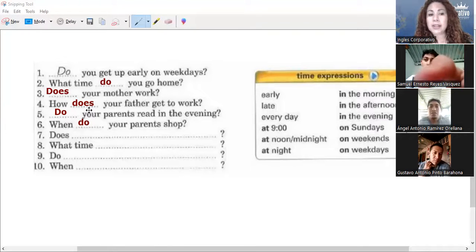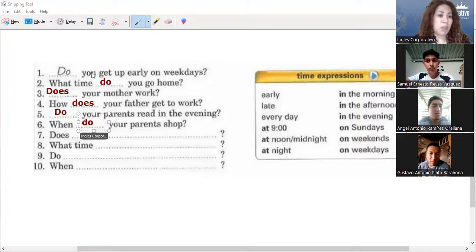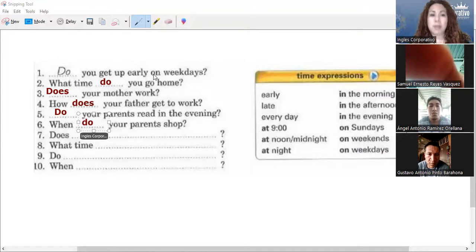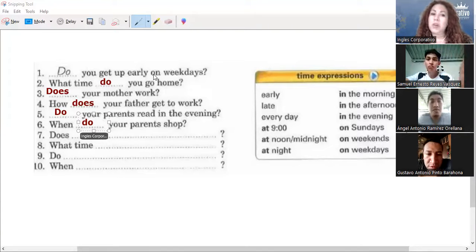I need you guys to practice saying the questions, okay? Because you need to practice speaking English. You're speaking too much Spanish and we need to be speaking more English. So repeat after me. Do you get up early on weekends? Everybody. Early on the weekends. Notice it's on weekdays, not on the weekdays. It's on weekdays.